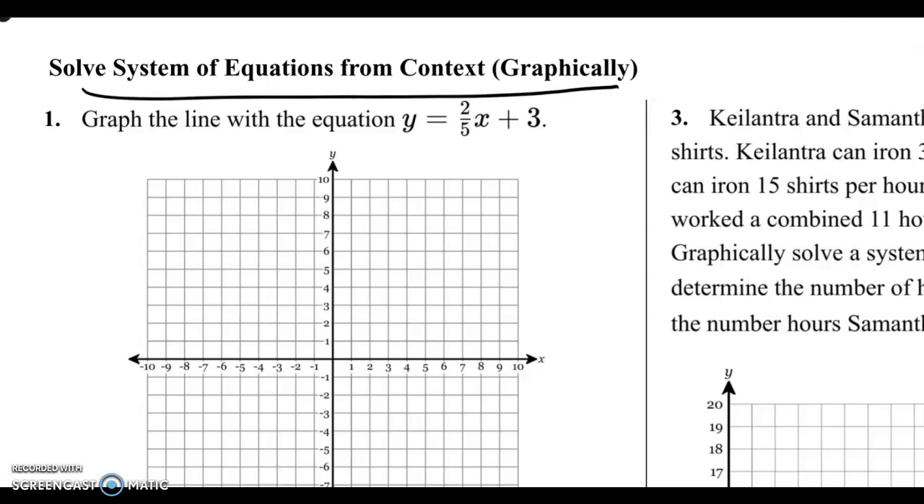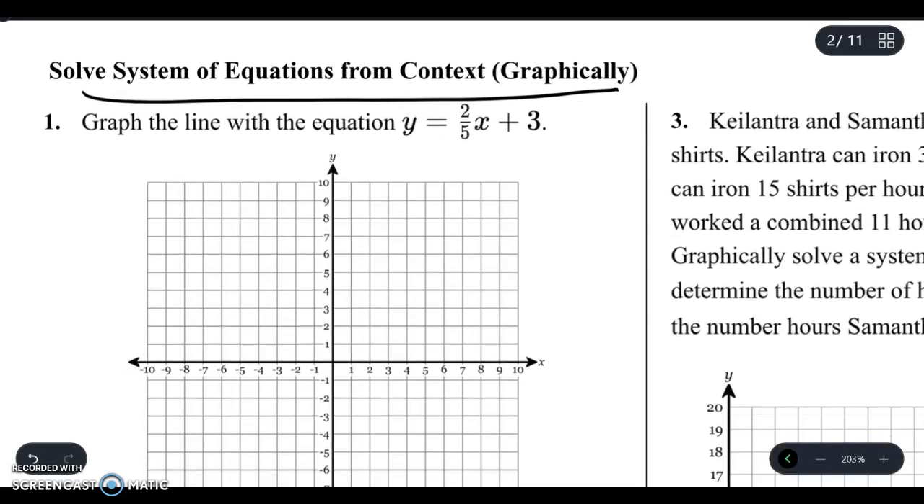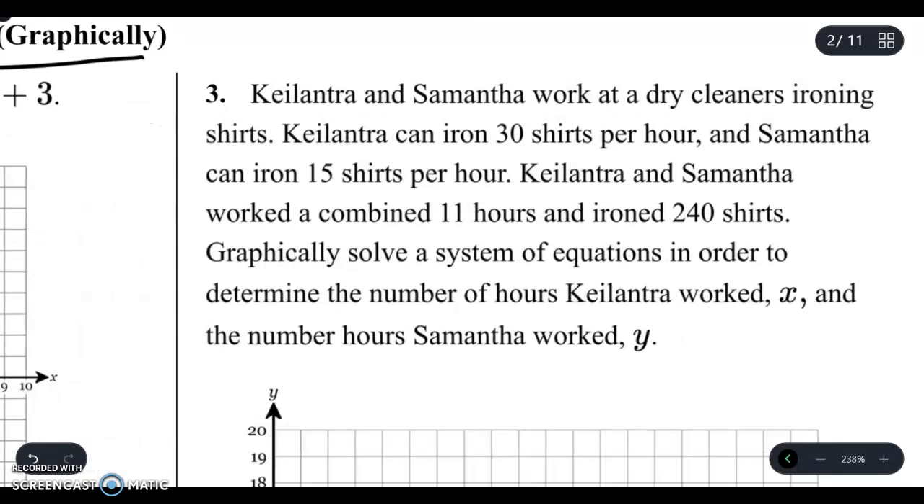So that's what we're looking at today: how to solve system of equations from context graphically. I'm going to do a couple of problems here, and I'm going to start off with this first one here.